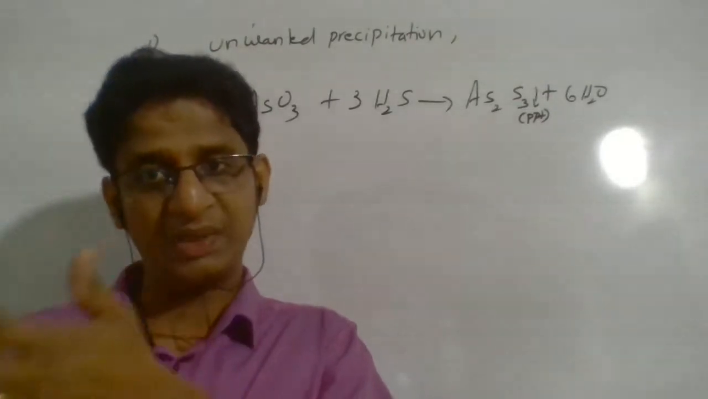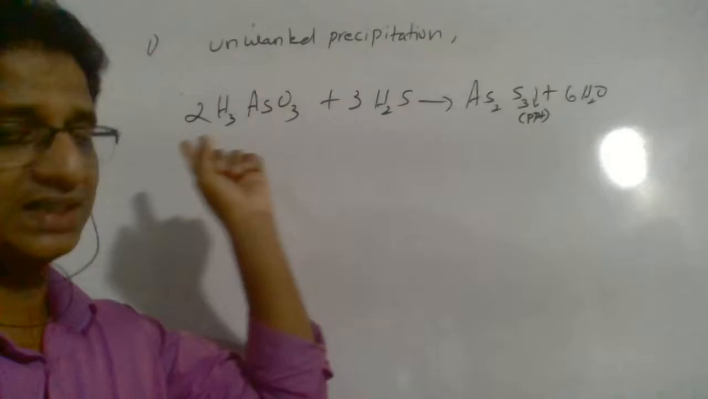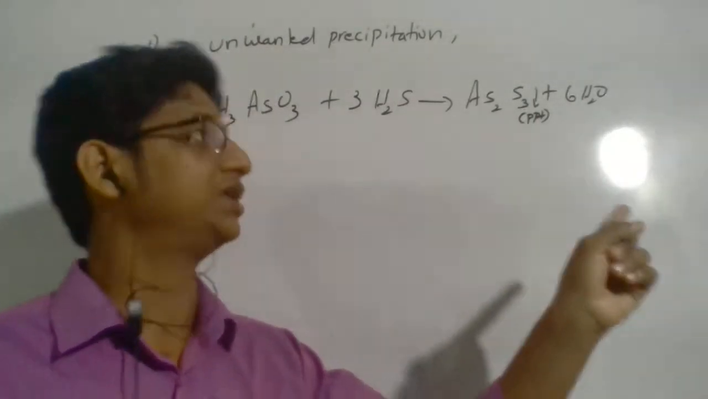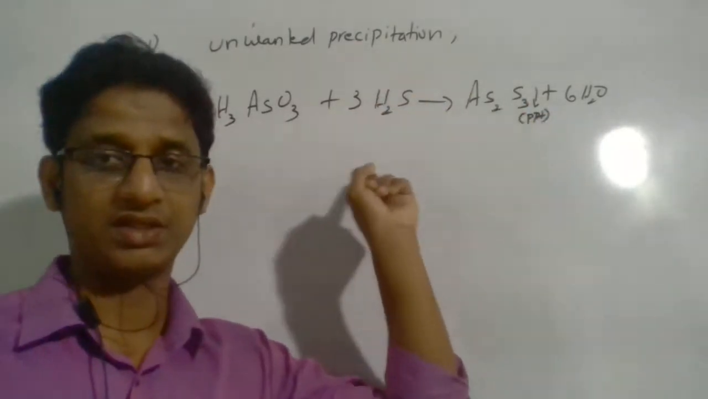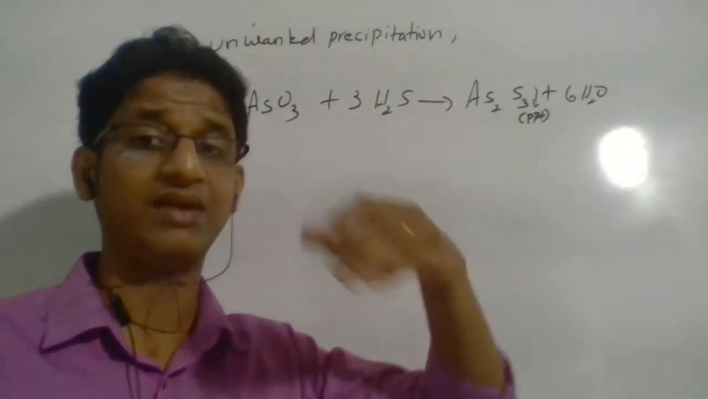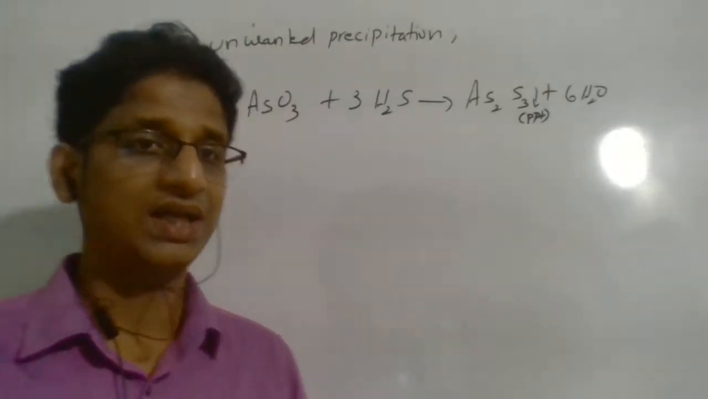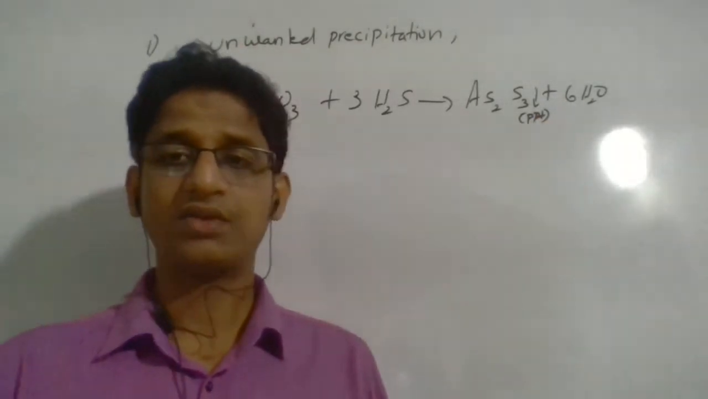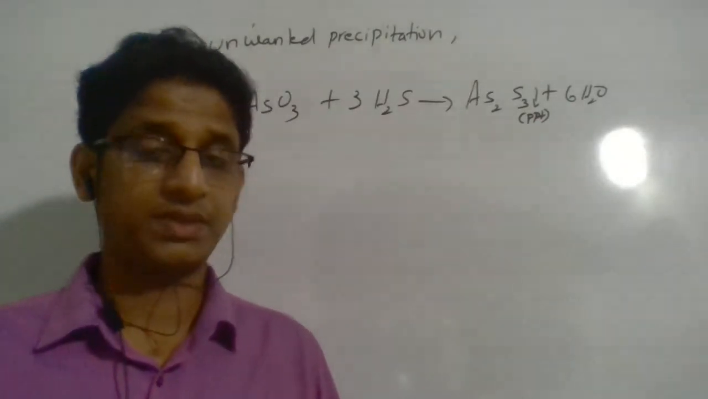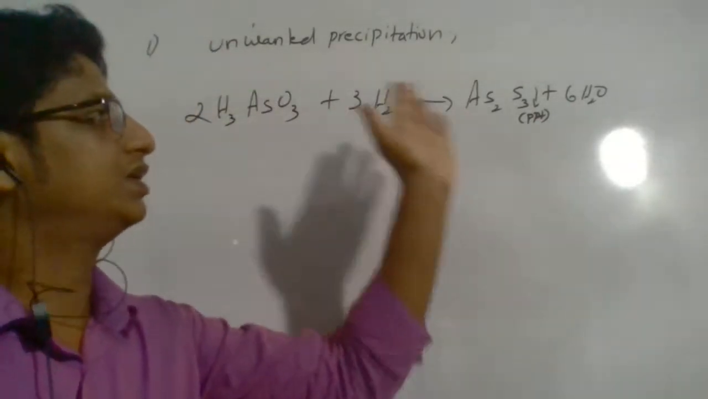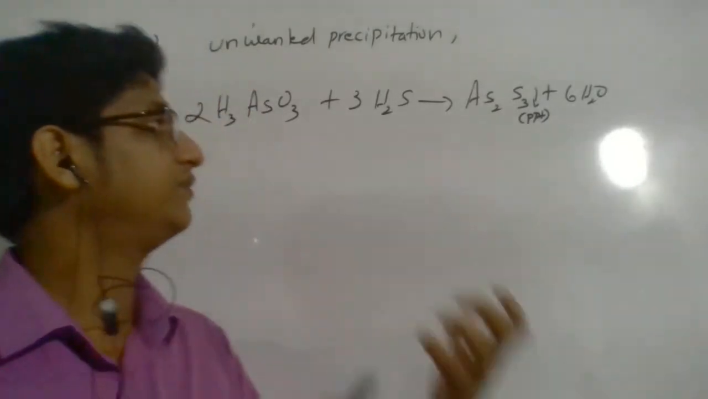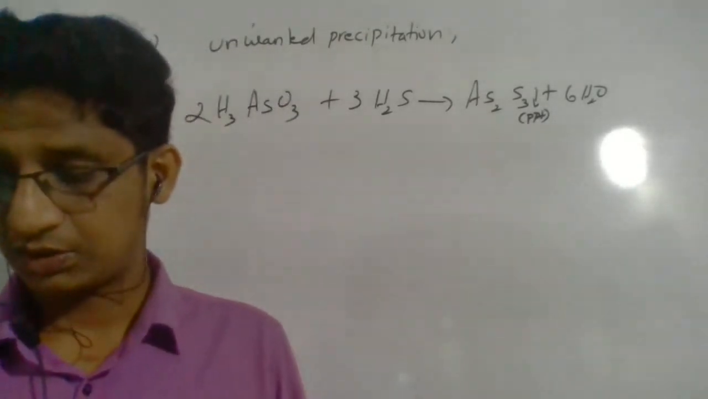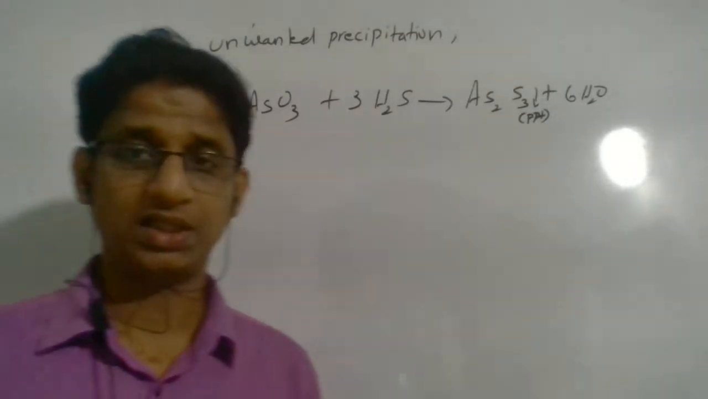Maybe group 2 cations may be there, but if arsenite is present, arsenite will cause a precipitation of arsenic sulfide in presence of hydrogen sulfide. So it actually causes an unwanted precipitation. Okay, arsenite actually interferes in the cation analysis, right? Normally we expect group 2 cations to precipitate, but it actually precipitates if arsenite is there, as arsenic sulfide. So that's a problem with arsenite if it is present in the reaction mixture.